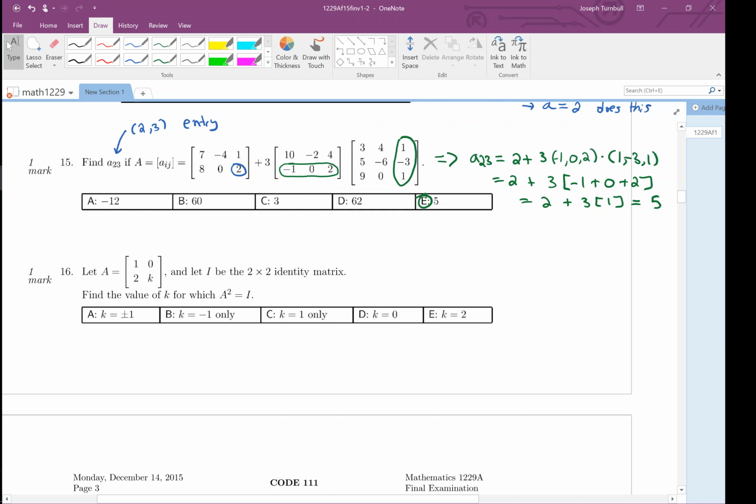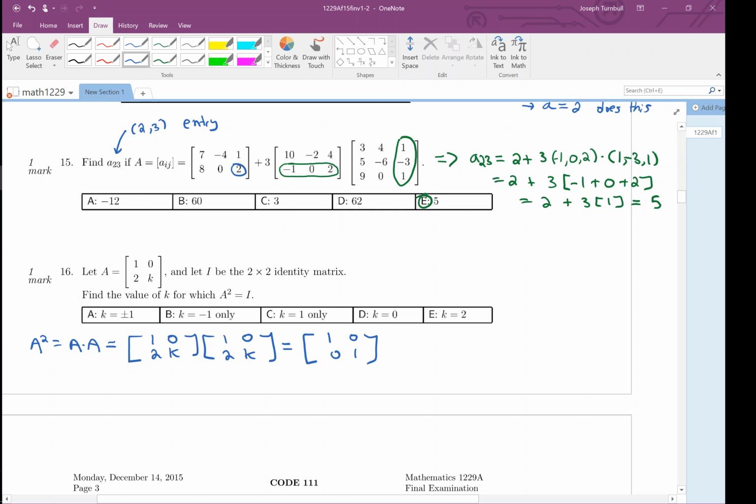Okay, number 16. Let A equal this matrix with a K in it. Don't be afraid of K. Don't be afraid of A's and B's and K's and C's. And let capital I be the 2 by 2 identity matrix. Find the value of K for which A squared is equal to I. A squared means A multiplied by A. So I'm going to write that: 1, 0, 2, K multiplied by 1, 0, 2, K. And we want this equal to the identity matrix, which is 1, 0, 0, 1 for 2 by 2.